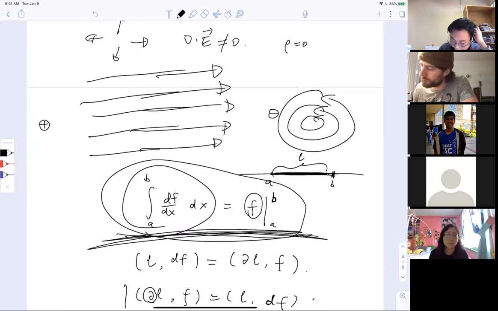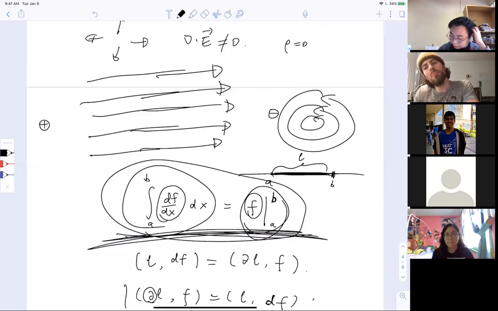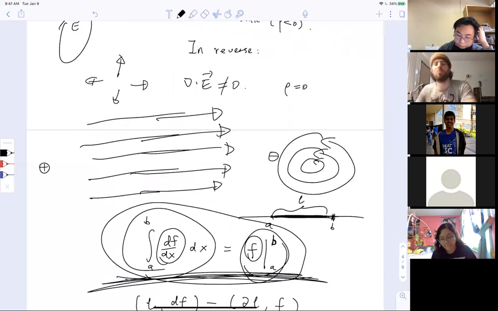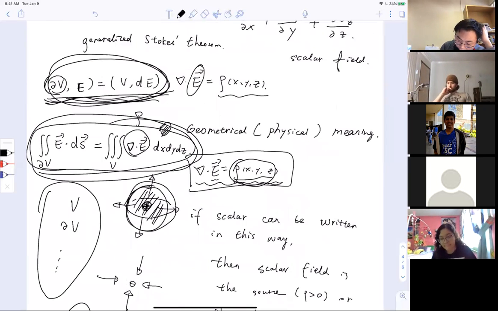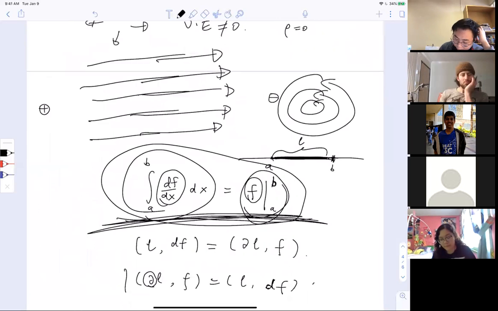Basically here you convert a volume integral to an integral at its boundary. So here is the volume integral, and it becomes an integral at its boundary. The boundary of a three-dimensional volume is a surface. Here, in one dimension, the volume is an interval, and the integral becomes an integral at the boundary. The boundary is two points, so it's just the function evaluated at A and B.